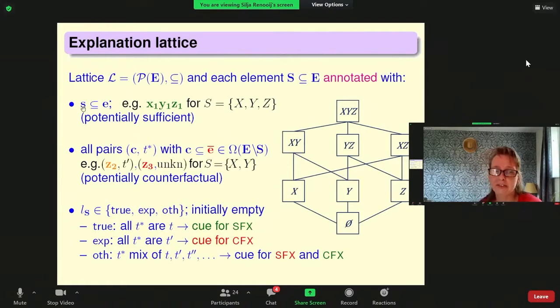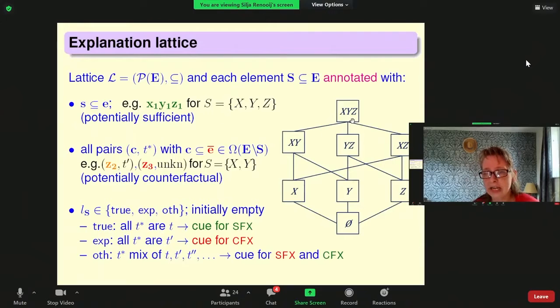The first is the subset of the configuration, or the subconfiguration, of the evidence that corresponds to the variables in that element. So for the top one, where we have all three variables, we have the actually observed evidence x1, y1, z1. And if you go to xy, then you would only find x1, y1, etc. These are all explanations that are potentially sufficient. And because we want to find the smallest ones, we would have to go further down into the lattice to try to find them.